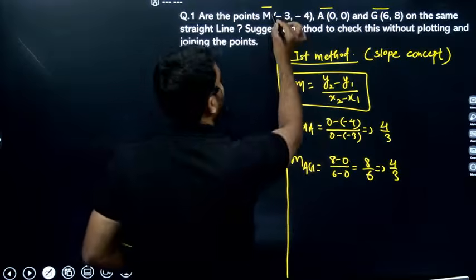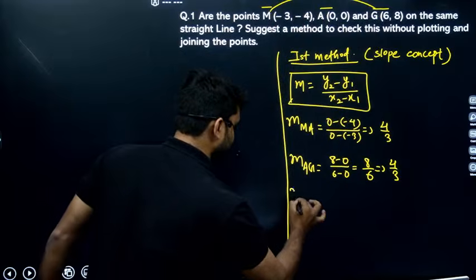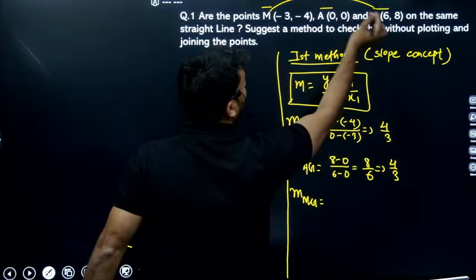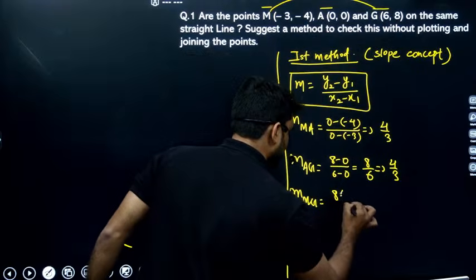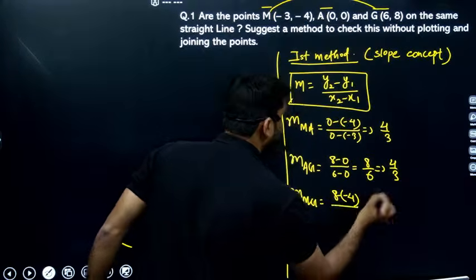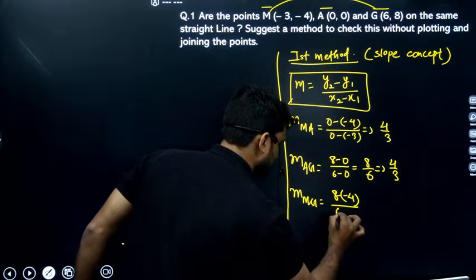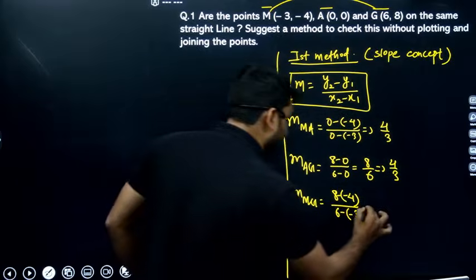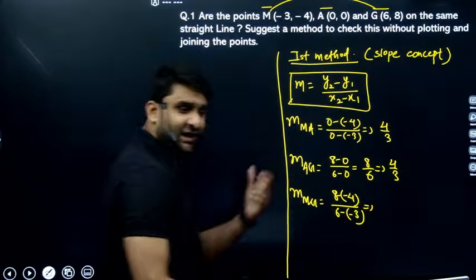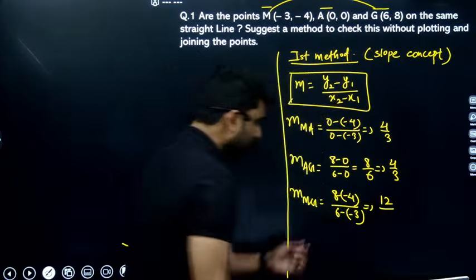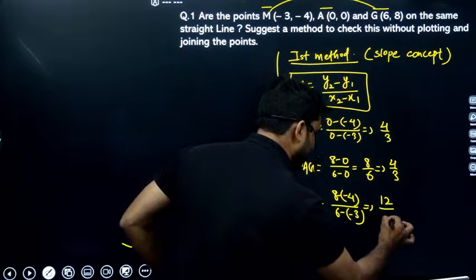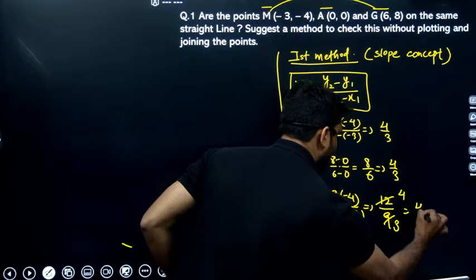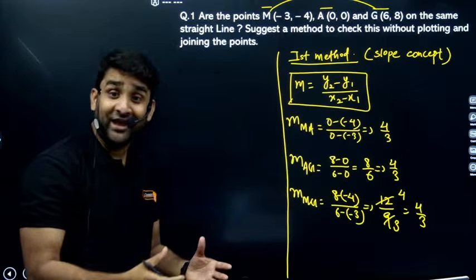Now let's find out the slope between MG also. So slope between MG, what will be the slope, guys? (y2 minus y1), so 8 minus (-4) divided by 6 minus (-3). 8 minus (-4) will be what? Minus minus plus, 8 plus 4 will be 12. Minus minus plus, 6 plus 3 will be 9. Let's calculate. 12 by 9 is 4 by 3. Oh my God. All the slopes are the same.